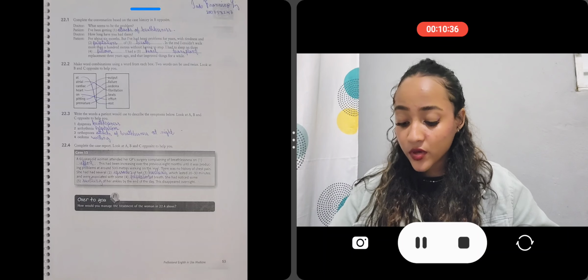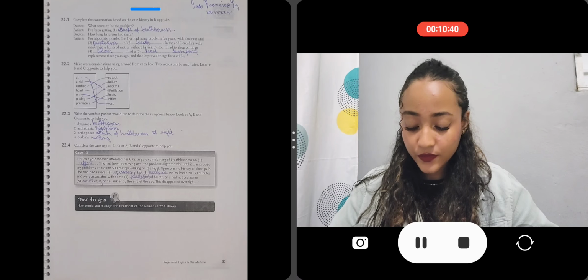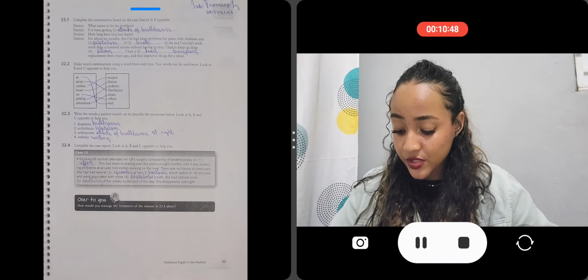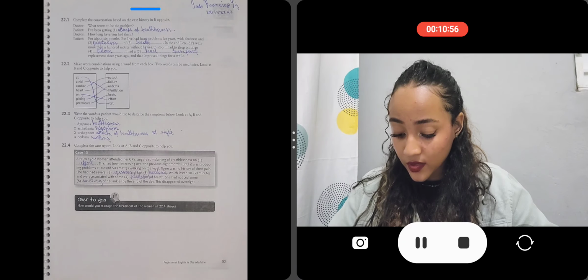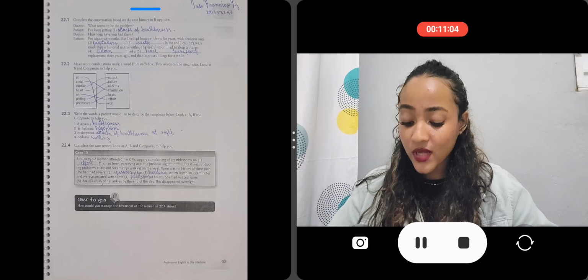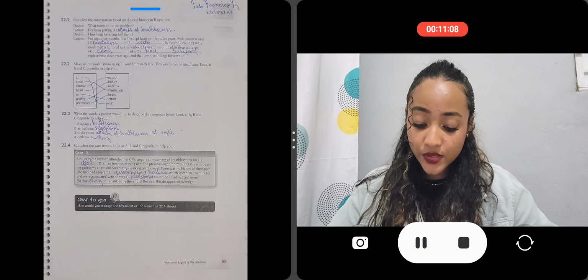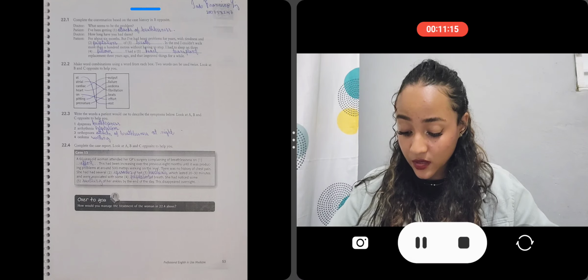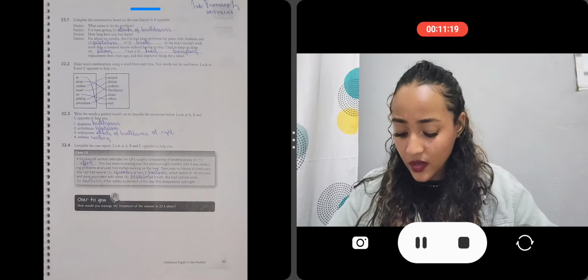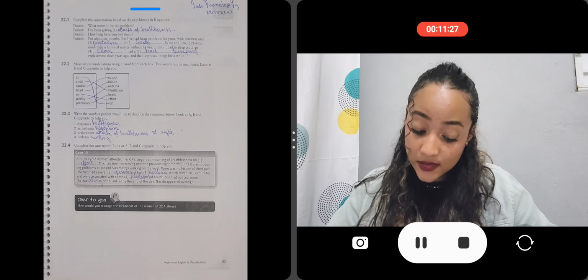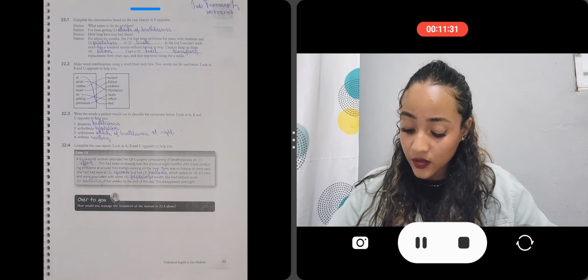22.2. Make word combinations using a word from each box. Two words can be used twice. At rest, atrial fibrillation, cardiac output, heart failure, on effort, pitting, edema, premature beats. 22.3. Write the words a patient would use to describe the symptoms below. 1. Dyspnea, breathlessness. 2. Arrhythmia, palpitations. 3. Orthopnea, attacks of breathlessness at night. 4. Edema, swelling.